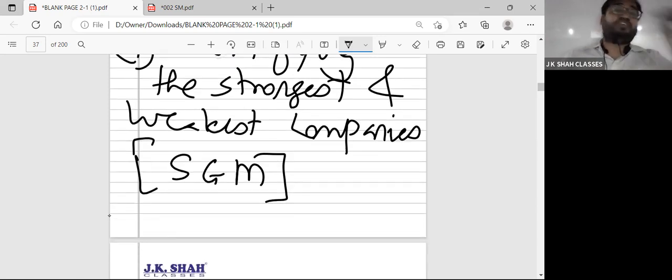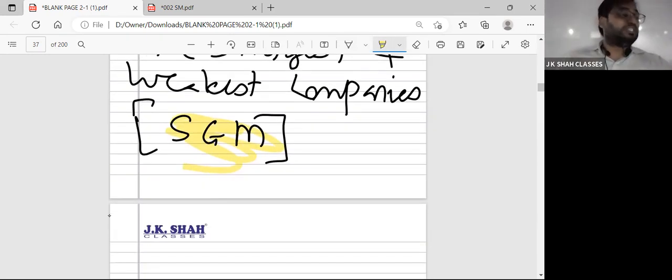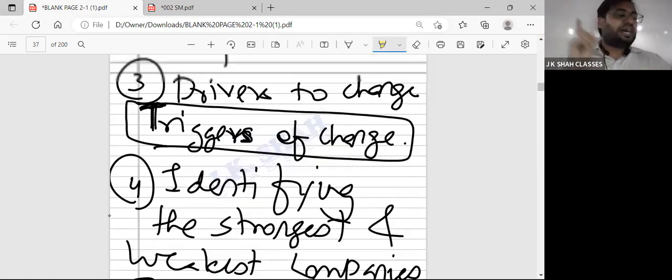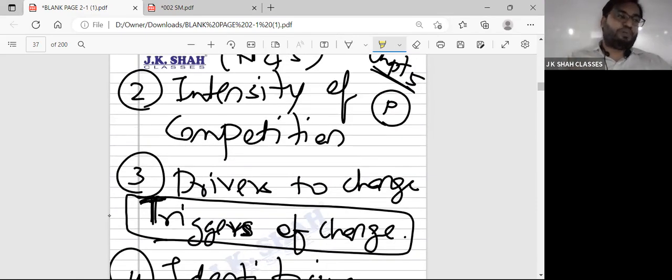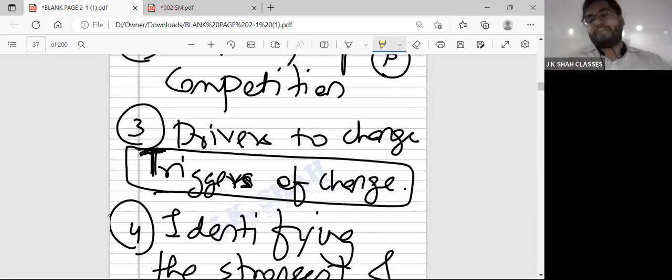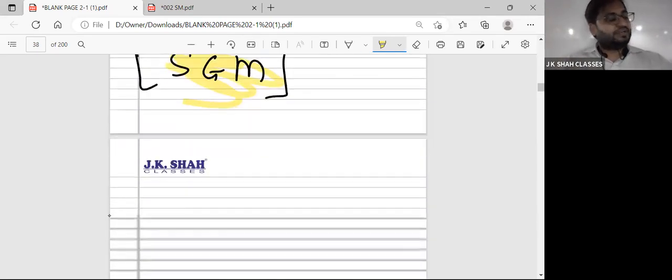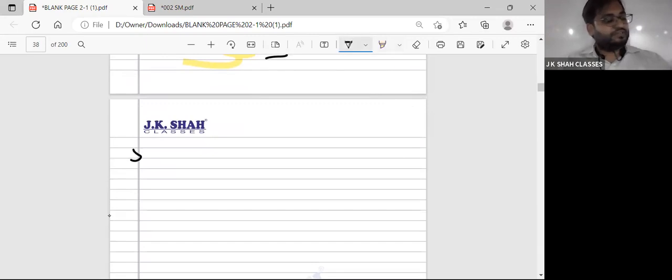We will study this. I will give you the example of Poco mobiles here. Someone searched here about Poco yesterday. Yes, we will talk about Poco mobiles in SGM. You understood these 4 points at least? What was the first point? Dominant economic feature of the industry. I, intensity of competition. D, drivers of change. I, identifying the strongest and weakest. Fifth point.